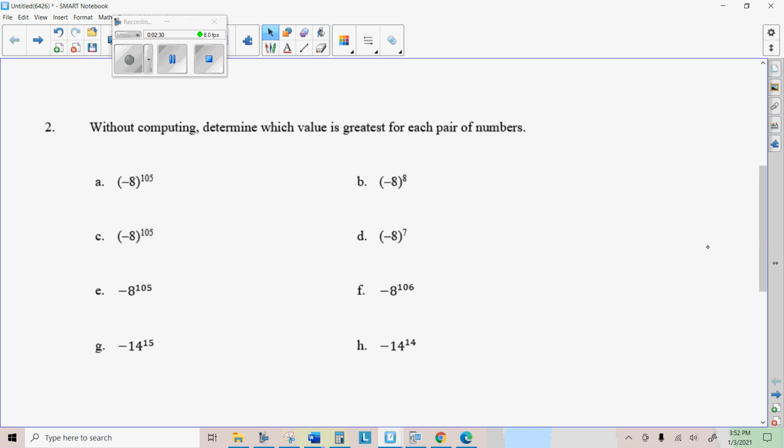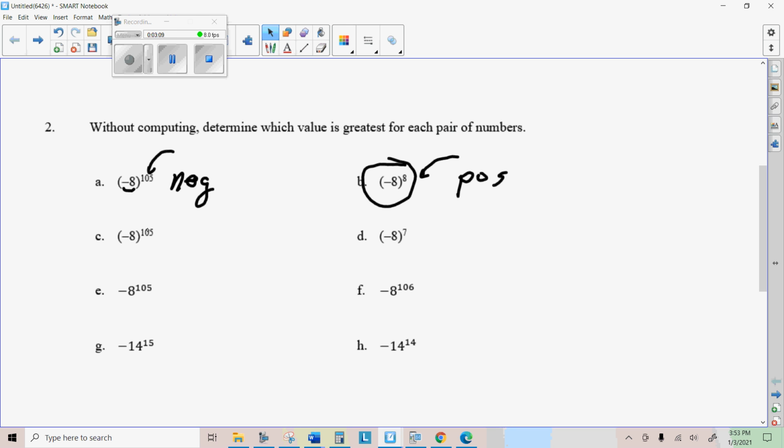Okay, so for the second round here, number 2, we are going to figure out which of these is greatest. Now it's kind of hard to do on your calculator because I chose such big powers, so you have to think about it more. If you have a negative base and an odd number, so I'm multiplying -8 times itself 105 times, that's actually going to be a negative answer. So if I'm comparing that to -8 with an even power, which will be a positive number, for sure the positive one is going to be greater than the negative one.